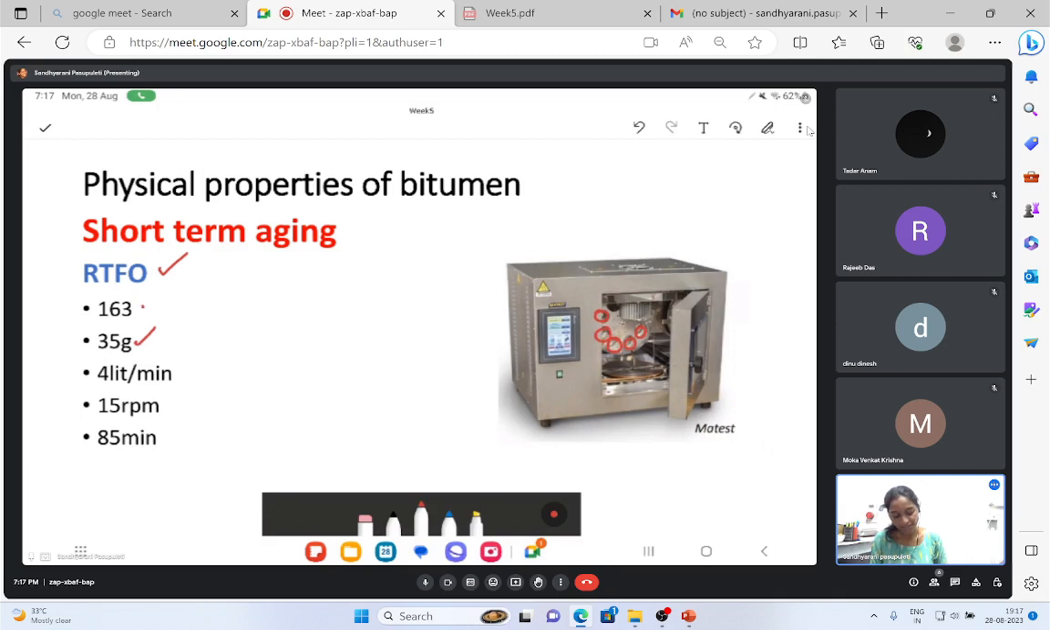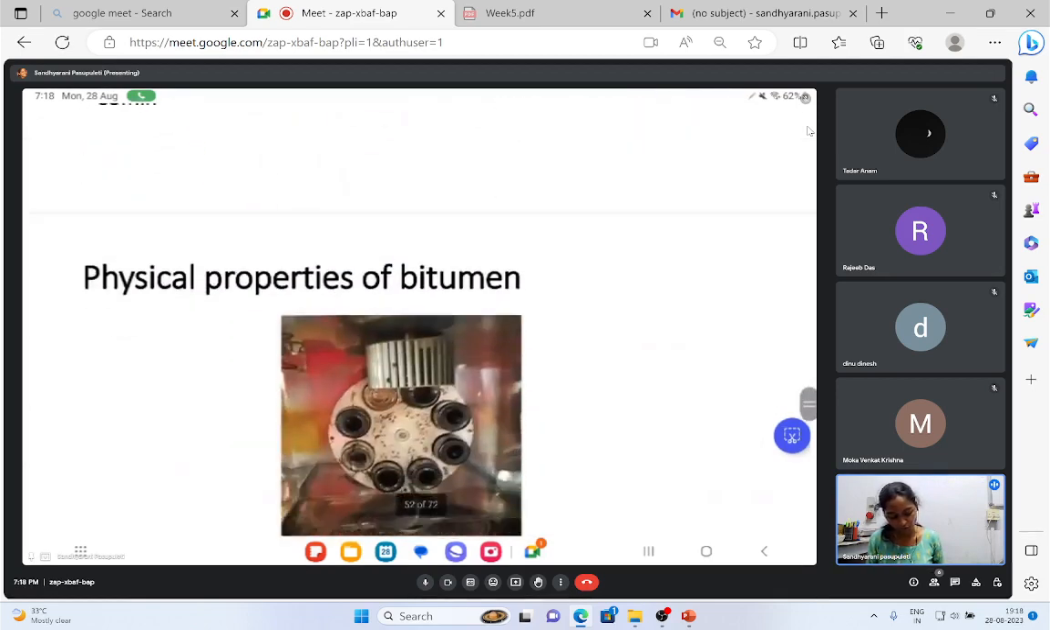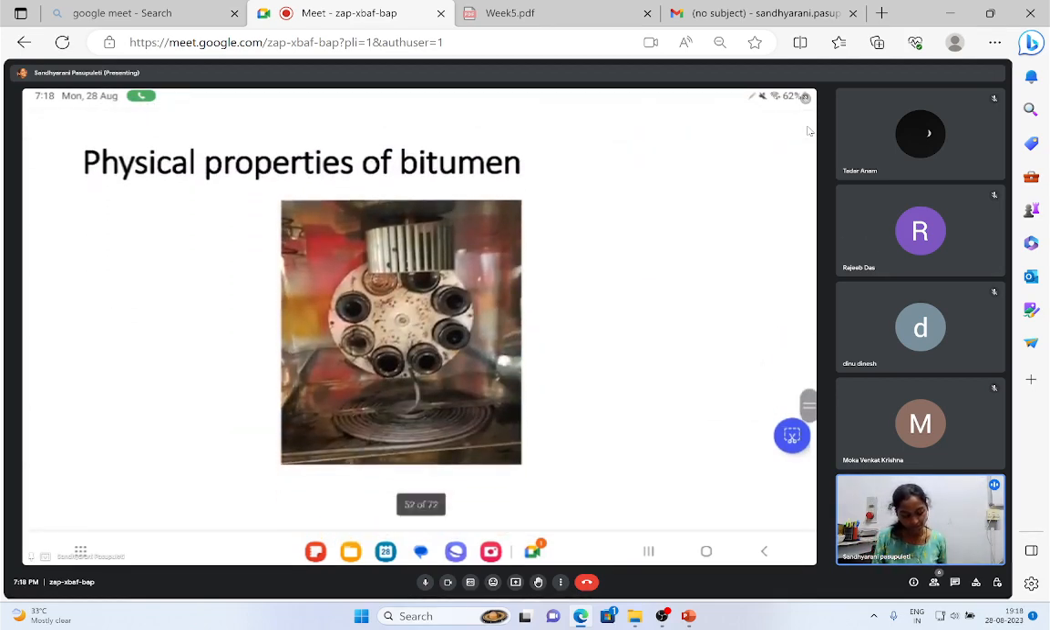Again, you place the bottles at 163 degrees and we expose these bottles to 4 liters per minute air pressure and 15 revolutions per minute for 85 minutes. Under these circumstances, after 85 minutes, you take the bottles out and collect that bitumen into one container and now test the properties. Now we say that this bitumen has the properties after laying in the field. That means it has been subjected to the short term aging. We can see this is how we place the bottles into the RTFO.